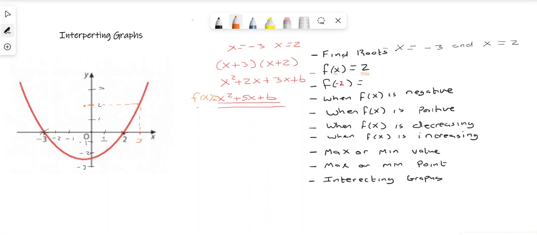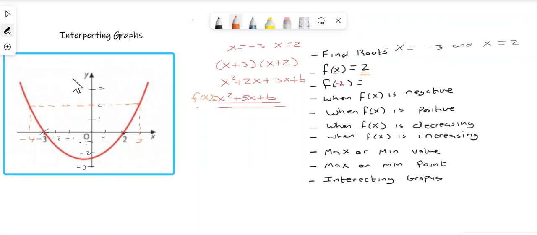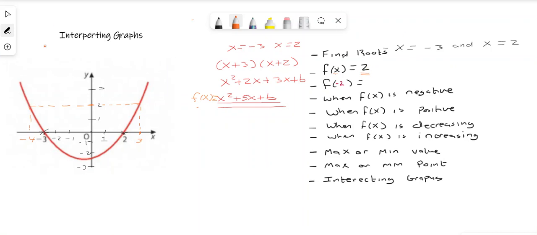And then we can also draw our line across here, until it cuts this axis, and we can draw our line down, and that's about -4. So what we can say is that when y is equal to 2, or when the function is equal to 2, and again another name for y is f(x), so it can be written like this, or it can be written like this. Okay, so there's loads of different ways we can write this.